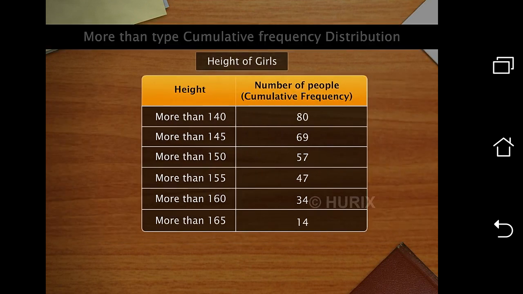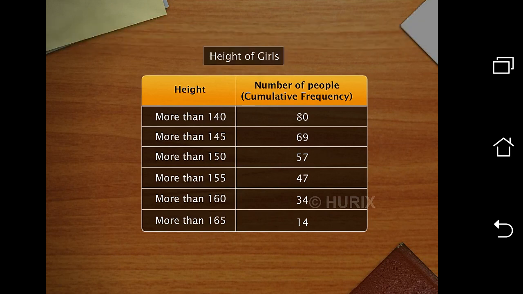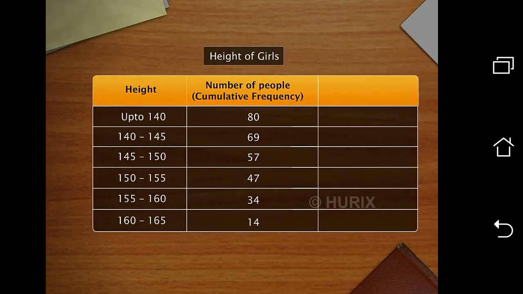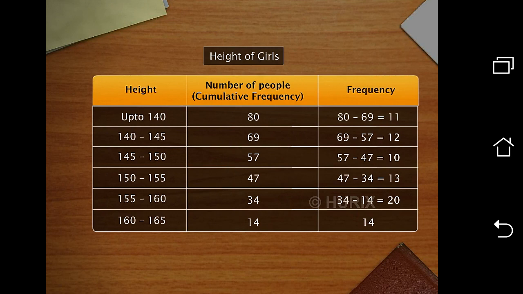Now, let's consider the more than type cumulative frequency distribution. This frequency distribution can be converted to continuous data as shown.